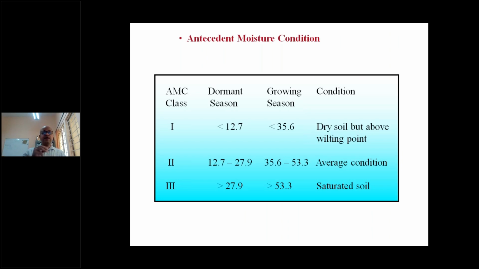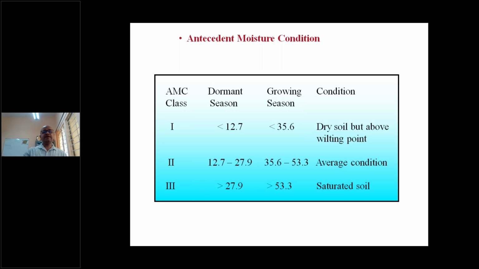So we will classify our area into 3 antecedent moisture condition classes: class 1, class 2, class 3. Basically, class 1 means we are talking about dry condition, class 3 means we are talking about wet condition, and class 2 we are talking about average condition. Now this dry, wet, average condition, these are qualitative measures. We need quantitative assessment. So how do we do that?